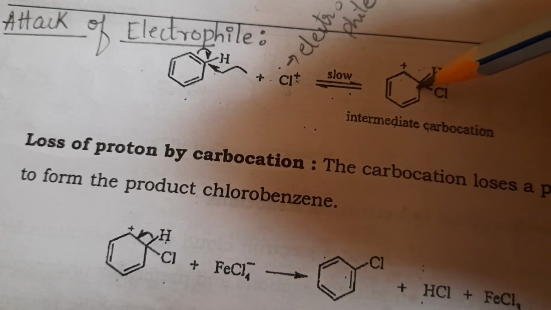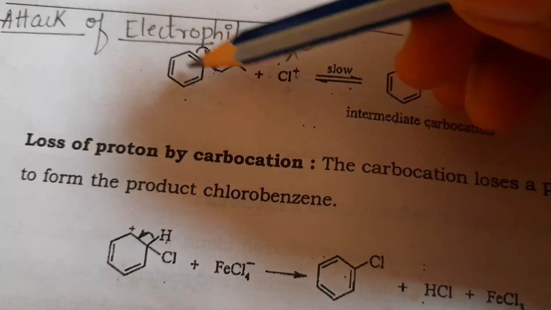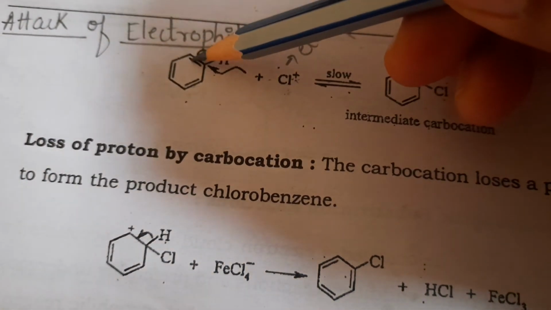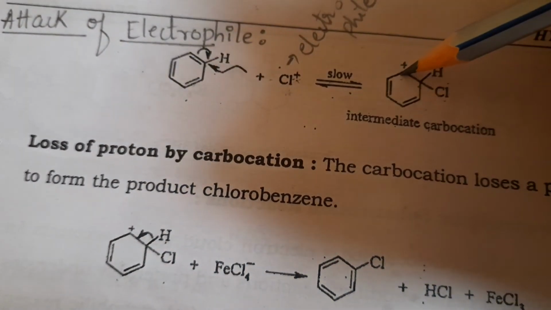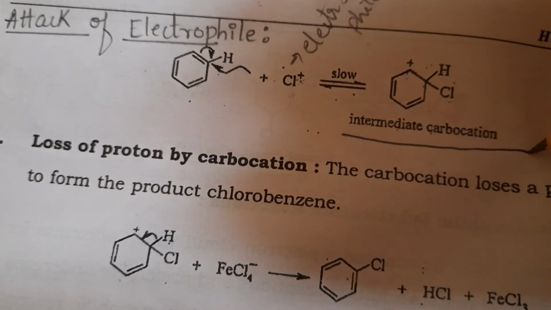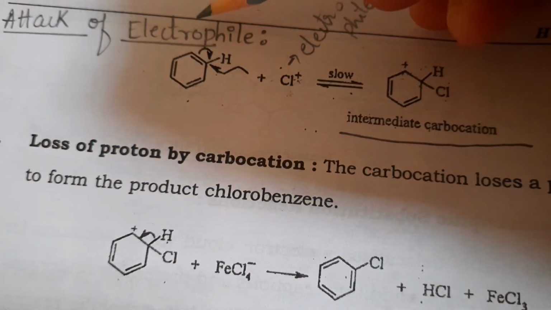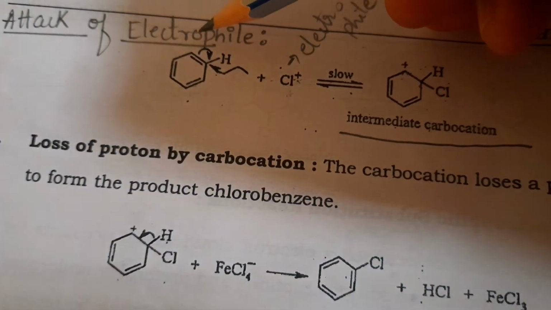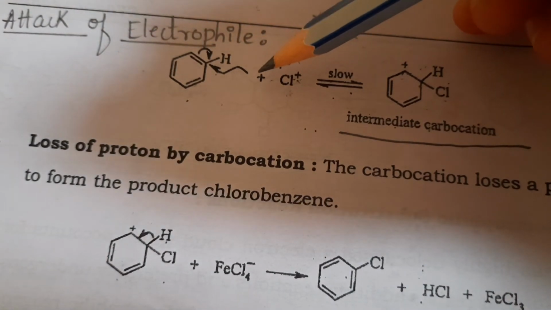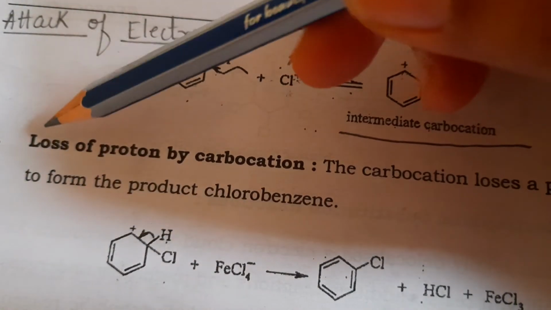Once Cl is added here, pi electrons of benzene are provided to Cl. Then the neighboring carbon atom will become positively charged. That indicates intermediate carbocation formation takes place. This is considered the second step, that is, attack of the electrophile. Now we need to understand step 3.